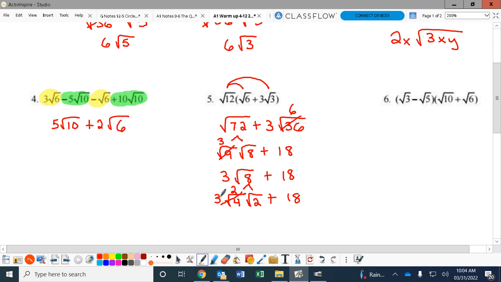When you have a number multiplied by a radical, if you cancel that out and put a number there, you still have to multiply. So 3 times 2 puts it at 6 square roots of 2 plus 18.